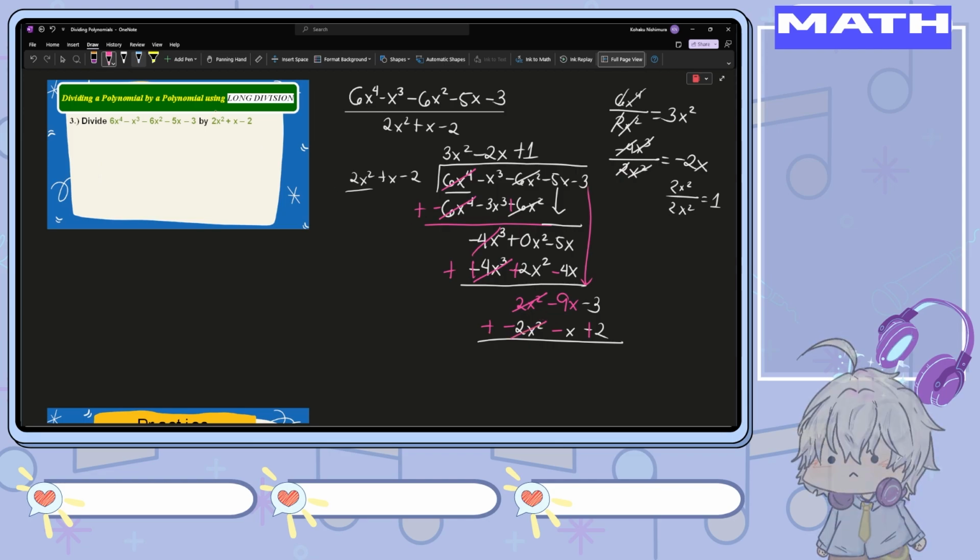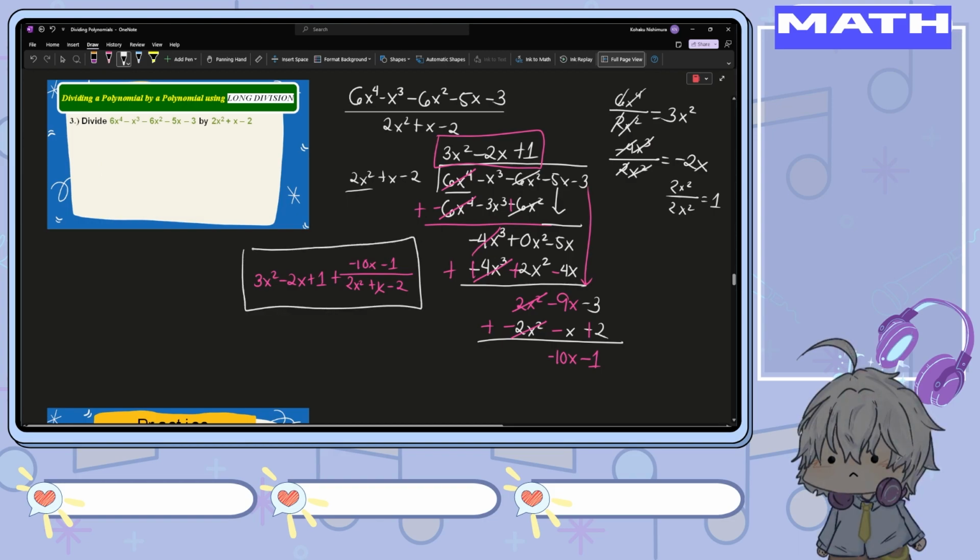Cancel this out, you will be left with negative 10x. If we add these, this will become minus 1. Thus the remainder is negative 10x minus 1. The quotient being 3x squared minus 2x plus 1. And then we add the remainder, which is negative 10x minus 1 all over the divisor, which is 2x squared plus x minus 2. Thus completing our solution.